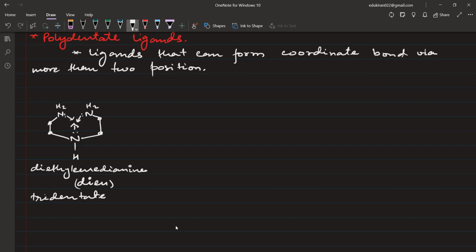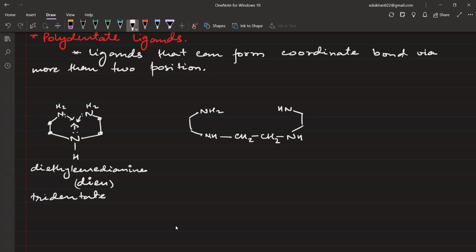Then you have triethylene tetraamine. What does it contain? You have triethylene, that means you have CH2. It will have one NH2 attached, and then this CH2 will be bonded with one NH, and then this NH will be bonded to one CH2 CH2. Then this CH2 will be bonded to one NH. Then this NH will be bonded to CH2 CH2, and then NH2.